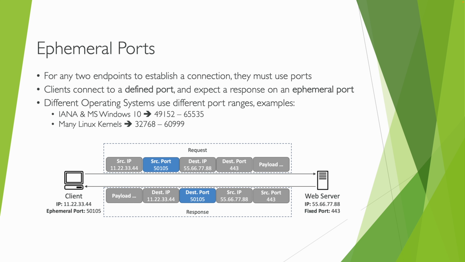This is also one thing you need to understand: ephemeral ports. What do ephemeral ports mean? For any two endpoints to establish a connection, they must use some ports, right? Say you are running a web server in your EC2 instance and you want to connect to it from your client system. There must be some ports opened on the server through which the client will connect to the server, right?